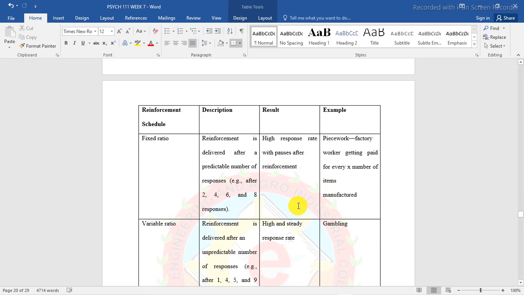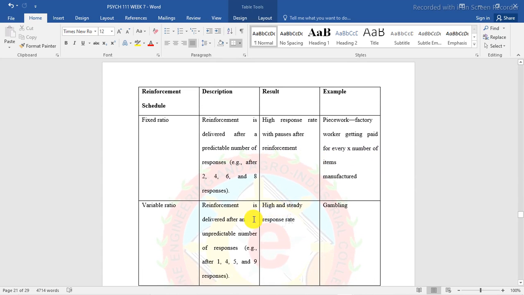How about variable ratio? Reinforcement is delivered after an unpredictable number of responses. Okay, so, unpredictable siya kasi nga yung intervals niya, ito 1, after 1, 40. So, high and steady response. Example, gambling. Yan talaga yung mangyayari sa gambling.